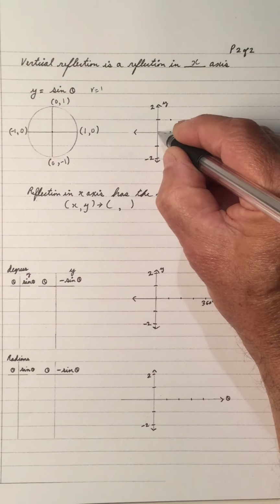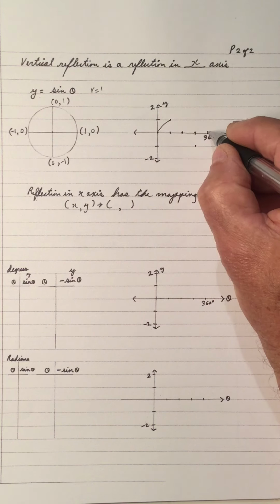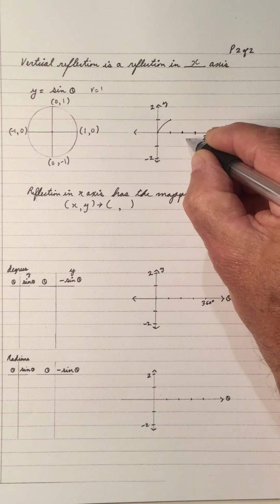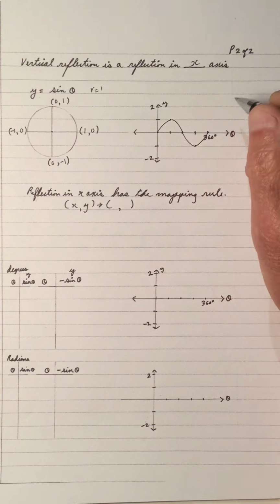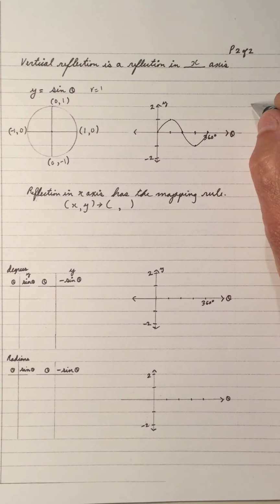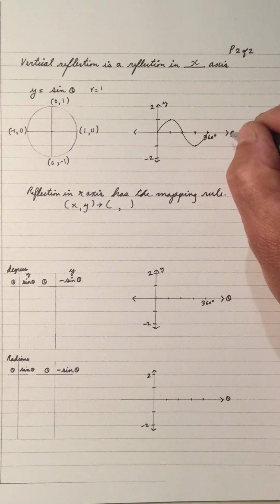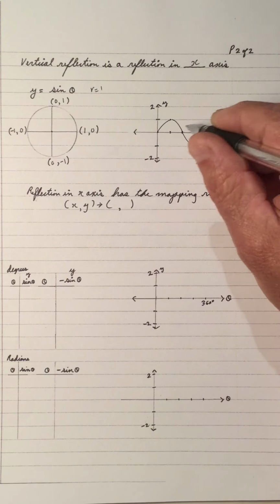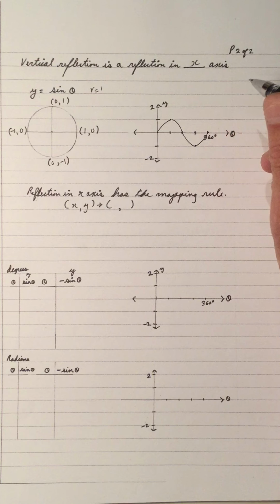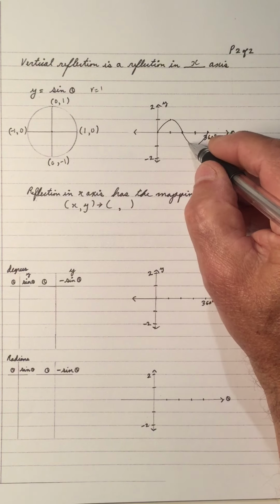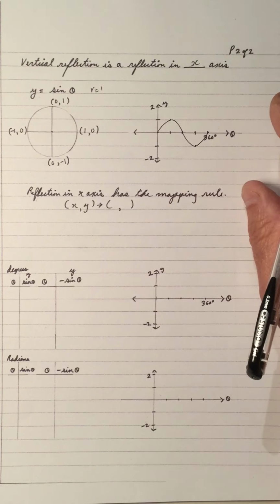So we have from 0 to 360, this is the sine graph. It continues on continuously as theta gets larger, following the same pattern. So this is the sine graph that we're going to dwell on in this unit.